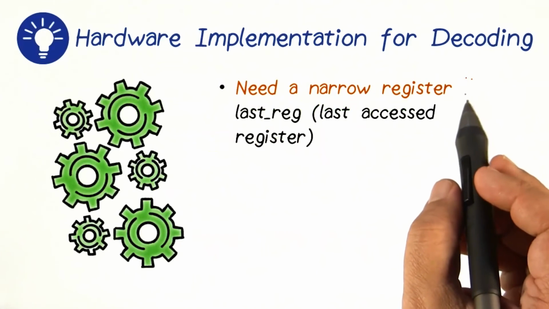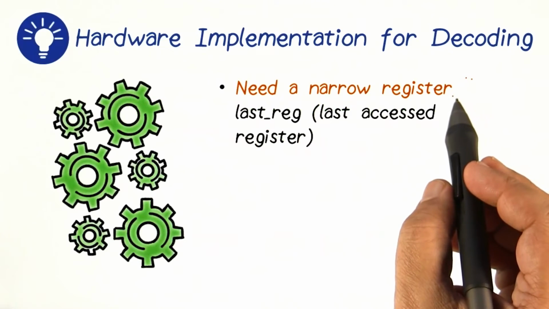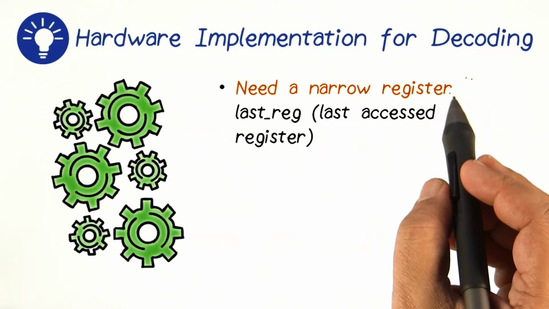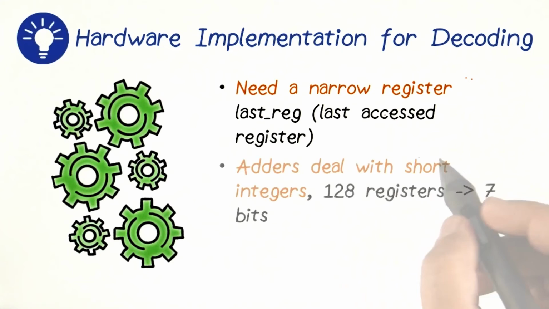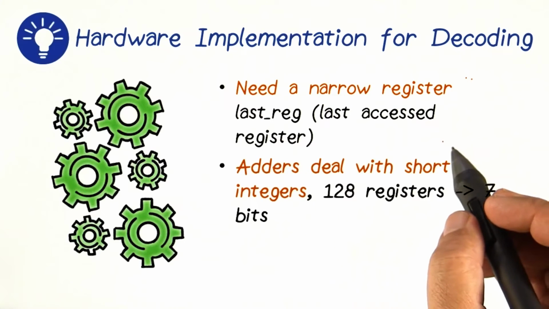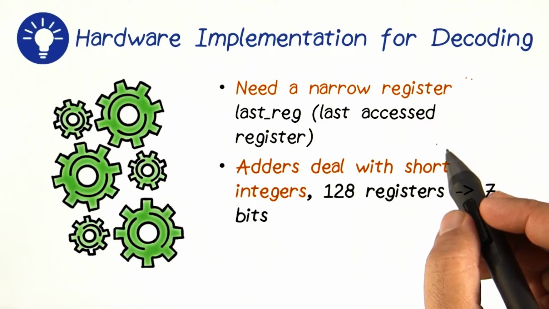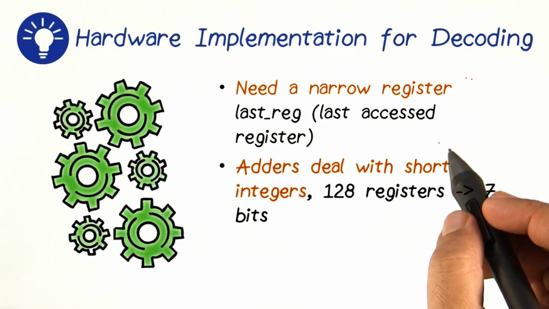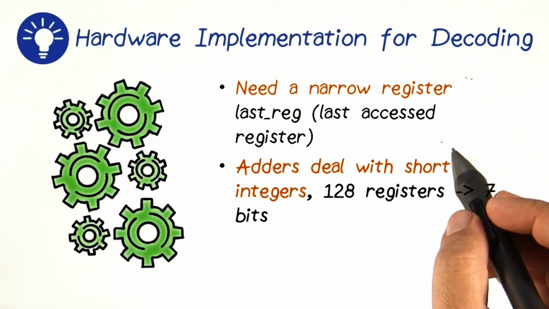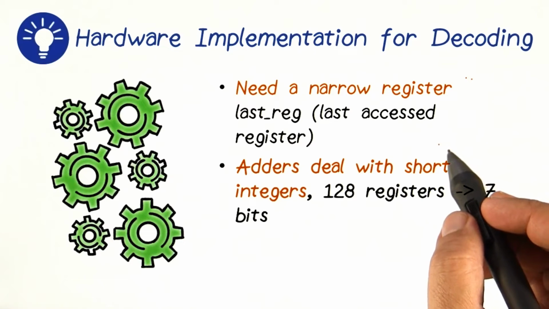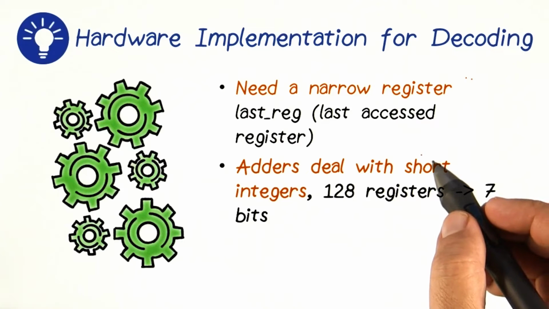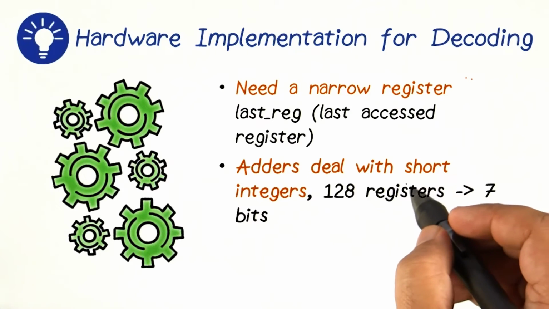So now let us see the hardware implementation of decoding in terms of the needs of different resources. First of all, we need a narrow register to hold the last register accessed. Secondly, we need an adder, and we don't need a huge general purpose adder. We just need an adder for adding short integers. Typically, the differences could be short integers, and for 128 registers we could have as many as 7 bits in terms of encoding the differences, and such short adders could be implemented very fast in hardware.